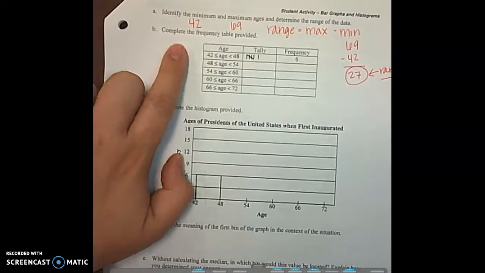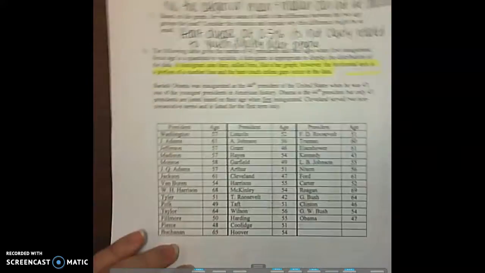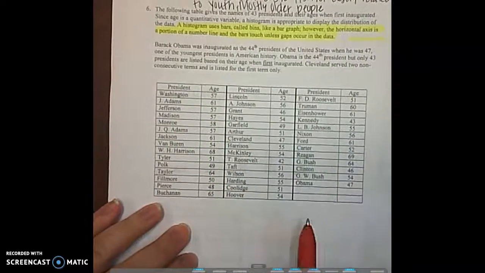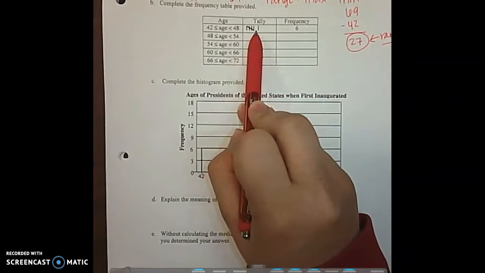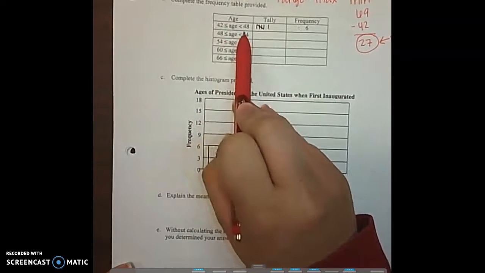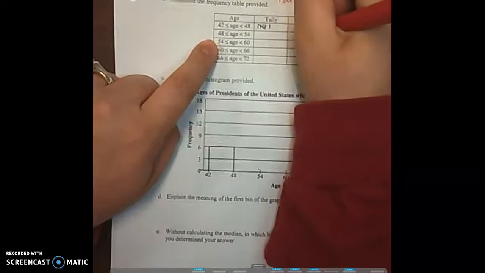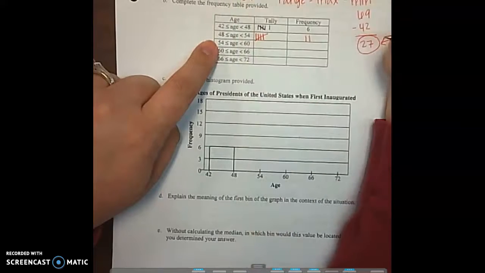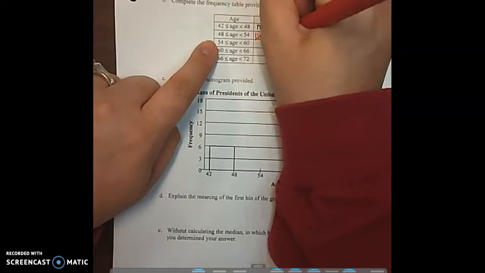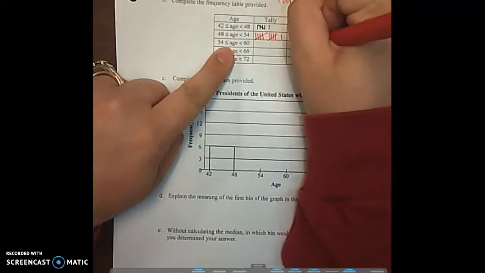Now we're going to need to complete the frequency table with the data that was provided in this data table of all the listed presidents and their ages. So we see that there are 6 presidents that range from 42 to 48. From 48 to 54, we have 11. So I'm going to tally them up. 1, 2, 3, 4, 5. We do in groups of 5. 1, 2, 3, 4, 5, and one more. From 54 to 60, there are 16.